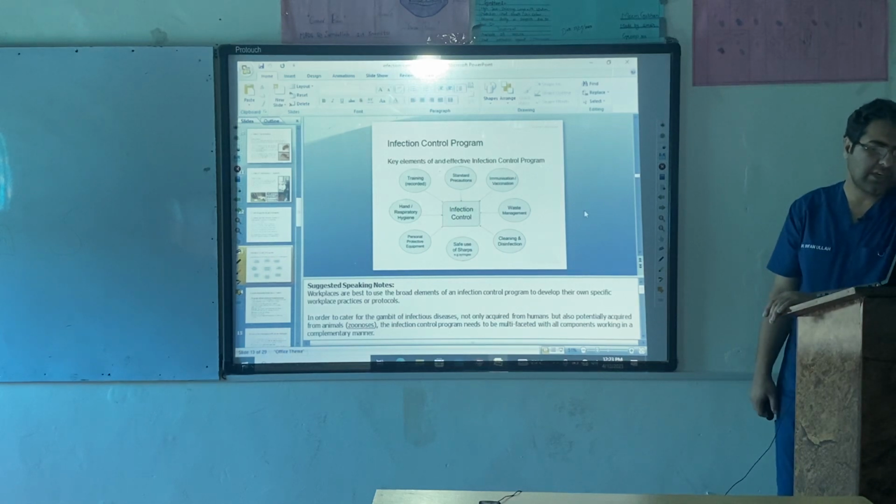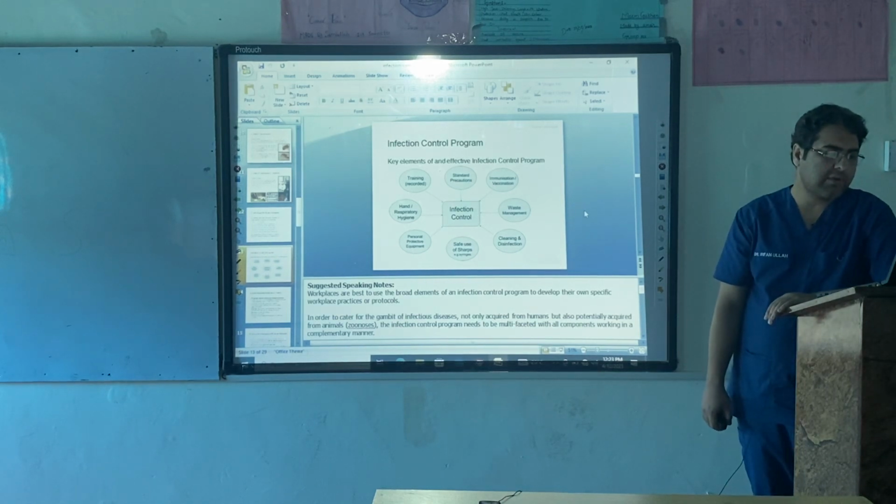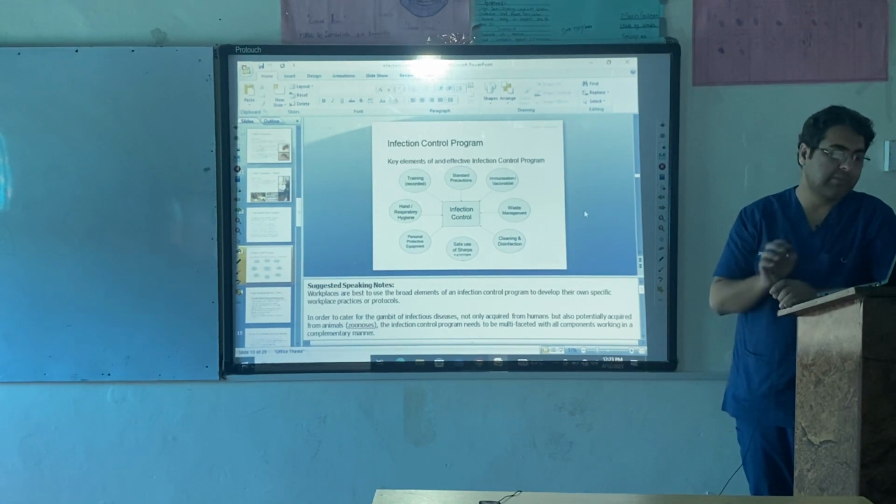So, in order to cater for the gambit of infectious diseases, not only acquired from humans but also potentially acquired from animal zoonoses, the infection control program needs to be multifaceted with all components working in a complementary manner.